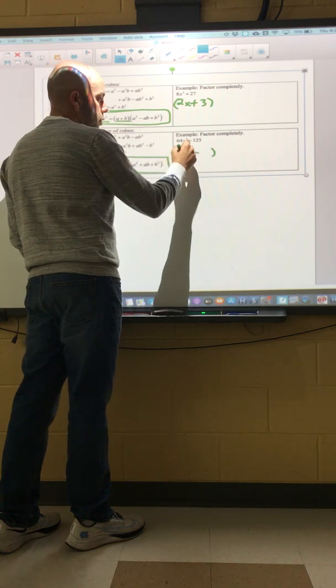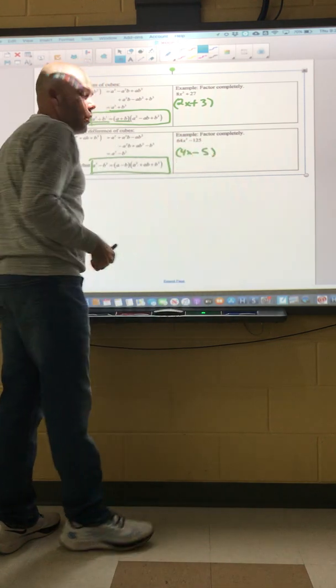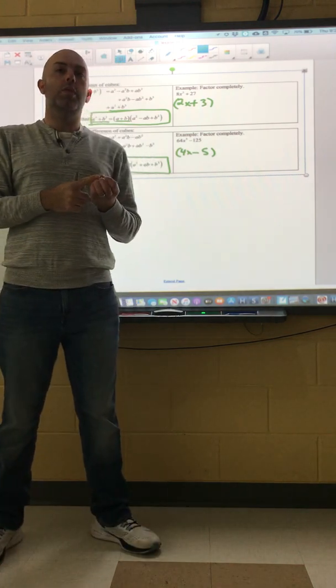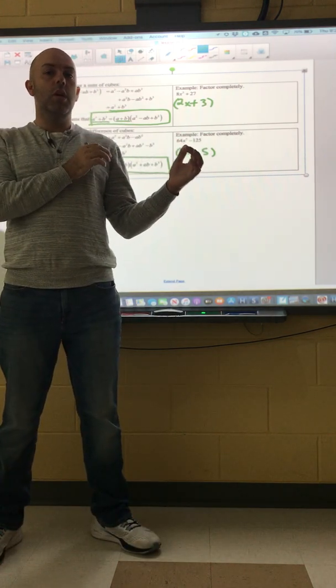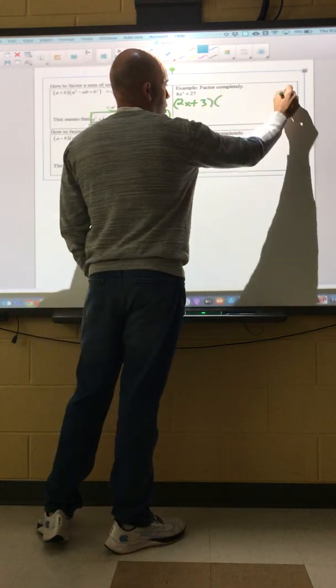So, cube root of 64 is 4, cube root of x to the third is x, cube root of 125 is 5. Okay, now, for the second term, the trinomial, it's just following a pattern. So let's show that pattern. Okay, so here we go.